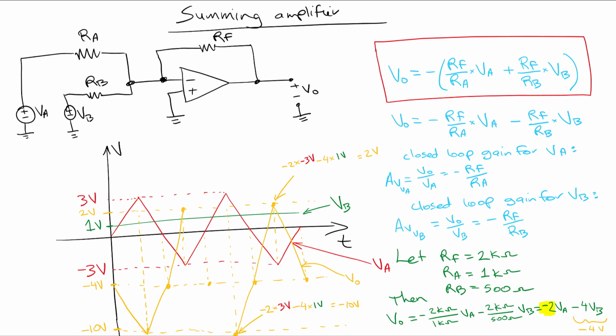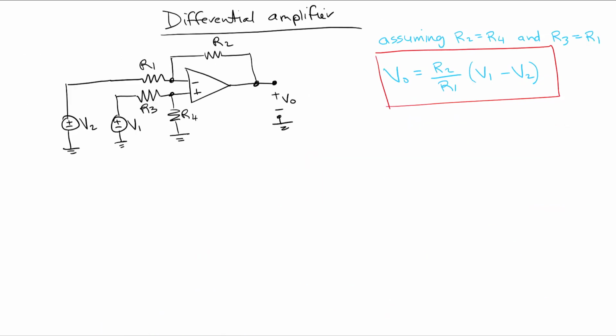Okay, let's go on to the next one, the differential amplifier. This is probably the most complicated one. We see the equation on the right, and so we have our V out being equal to R2 over R1 multiplied by the difference of V1 and V2, so V1 minus V2. And in this case, we've got a simplifying assumption: we've said that R2 is equal to R4 and R3 is equal to R1. So then we get this very useful relationship.